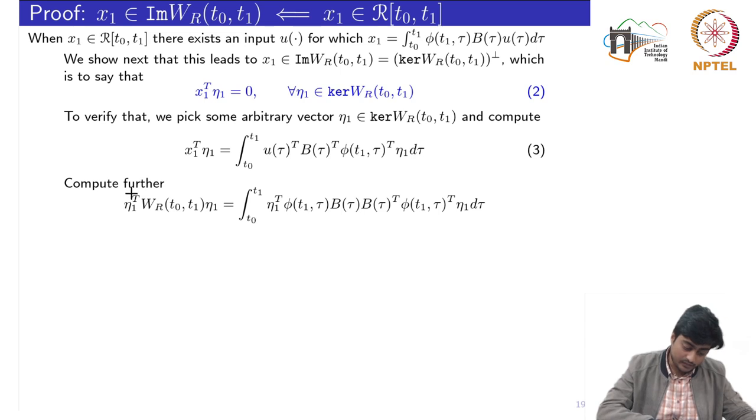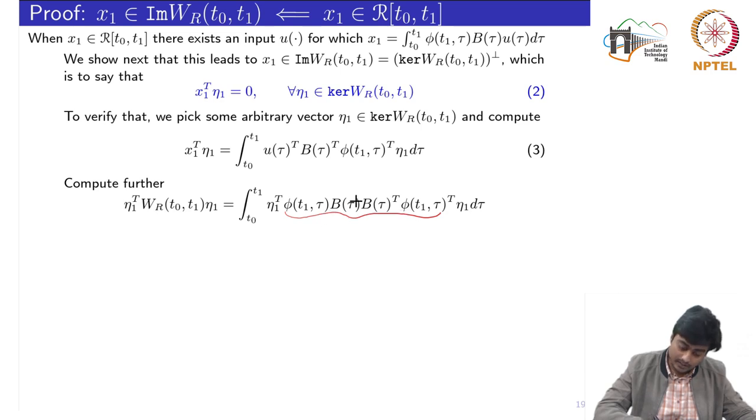Okay, now we will compute further the quadratic form of this form, where eta 1 transpose WR into eta 1. Now here I have directly written WR as it is. So we would have eta 1 again is a constant vector. I can take eta 1 transpose and eta 1 both inside the integral, and this part is basically WR. Okay, phi into B transpose and phi transpose.